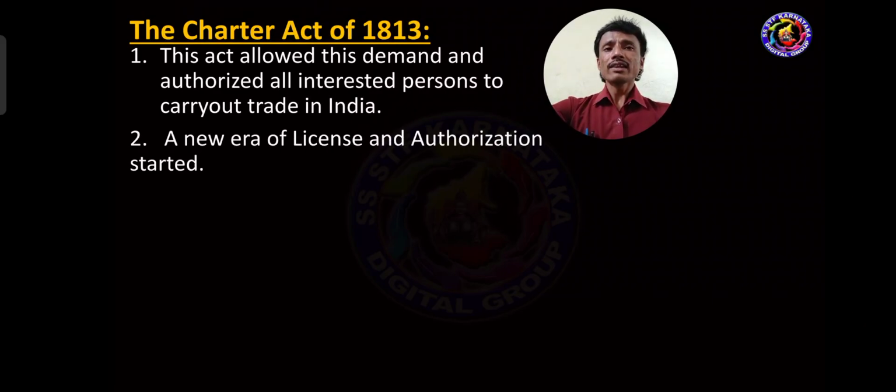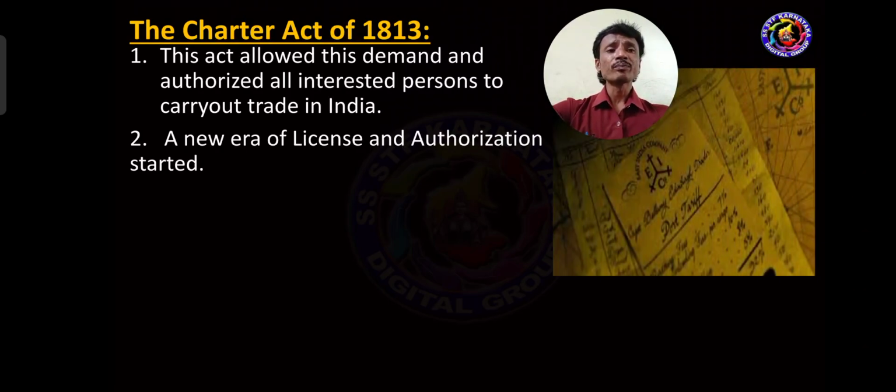Under this Charter Act, they provided licenses and the power to carry out trade. So a new era of license and authorization started. Got it? A new era of license. It means they provided important licenses to carry out trade throughout the Indian country under the Charter Act of 1813. So this is one type of agreement.